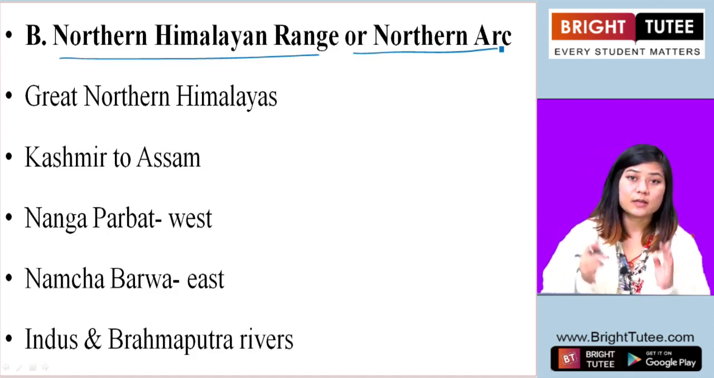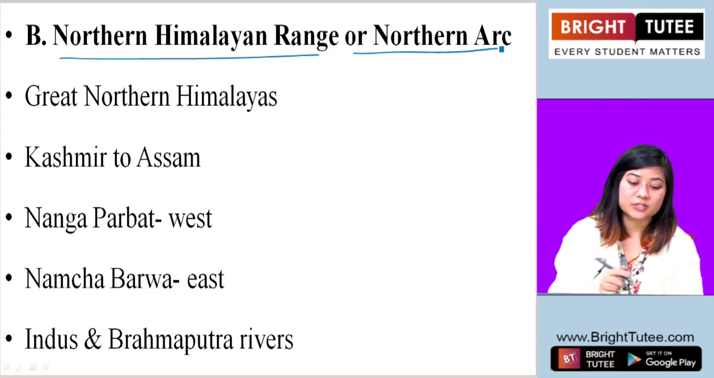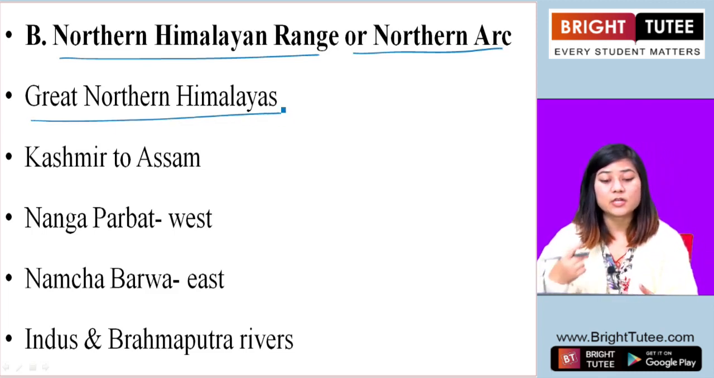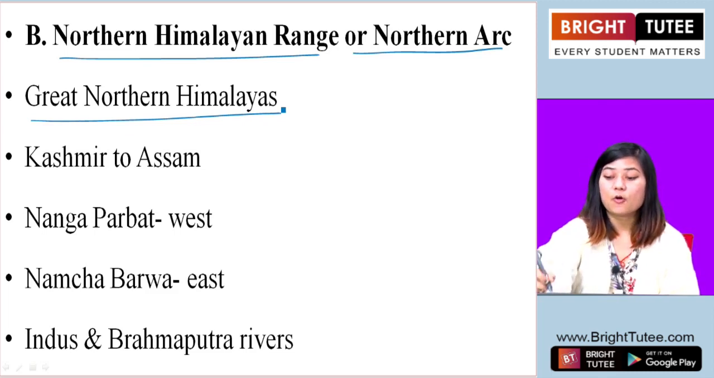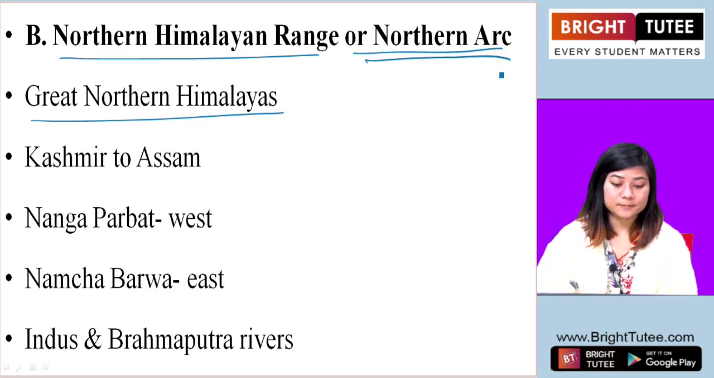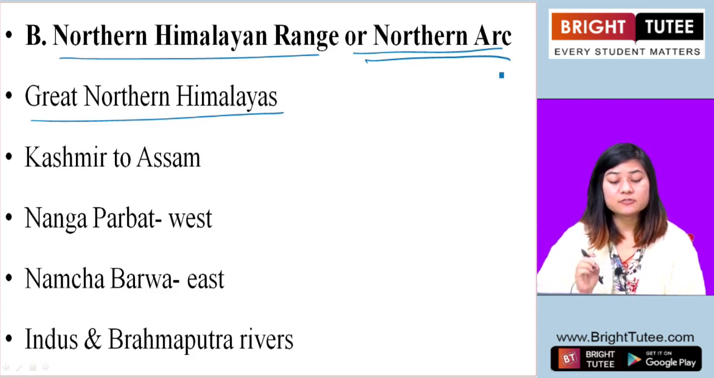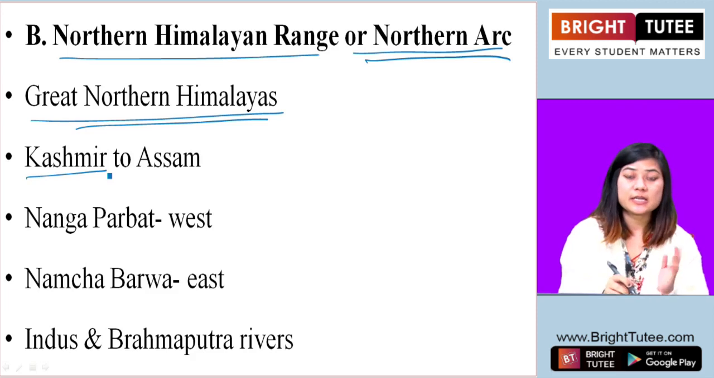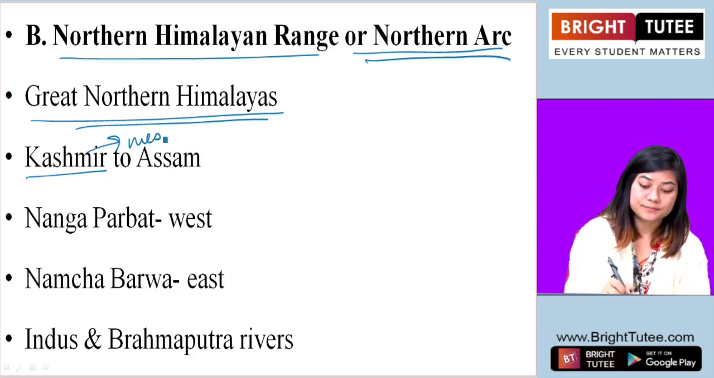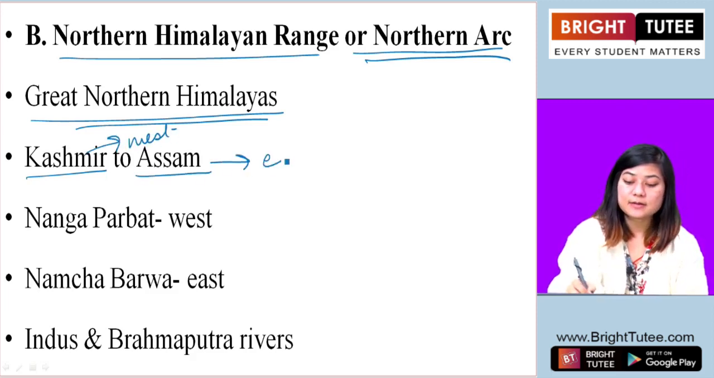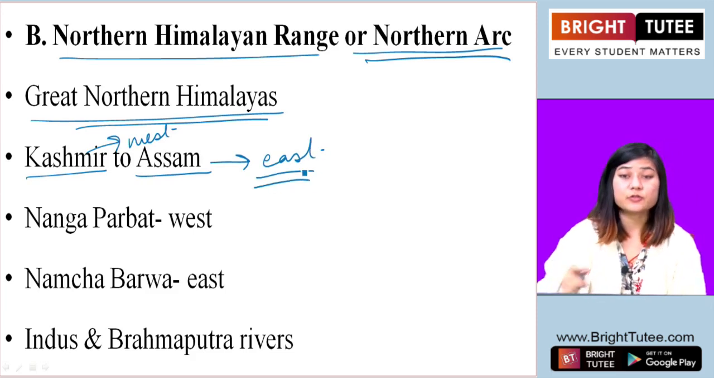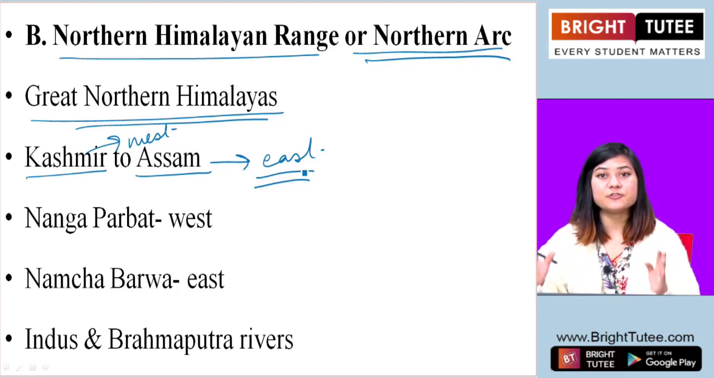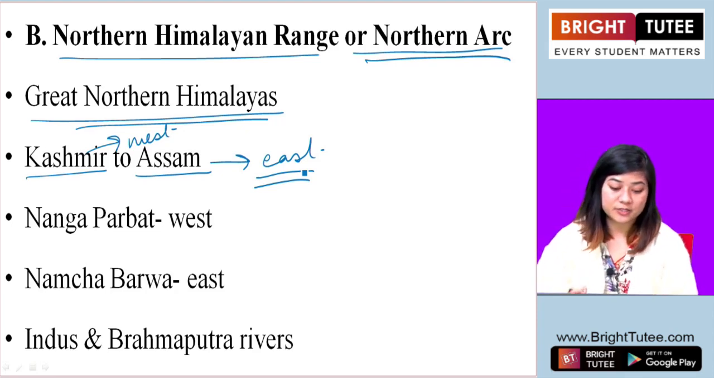Now, this portion of the Himalayan range is called the Great Northern Himalayas, apart from being called the Northern Himalayan Range or the Northern Arc. Okay, this Great Northern Himalayan Range extends from Kashmir in the west and Assam in the east. So it is again another long stretch of range in the central part of the Himalayan range.